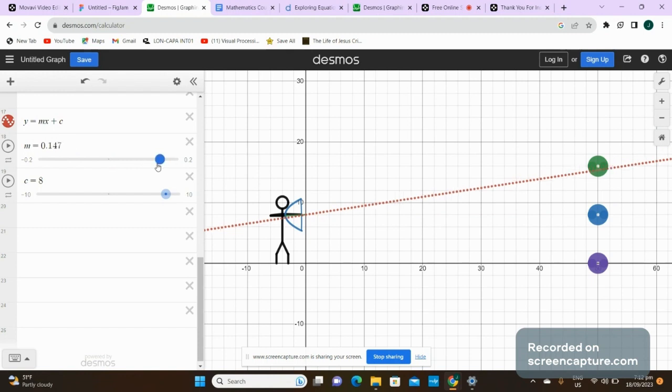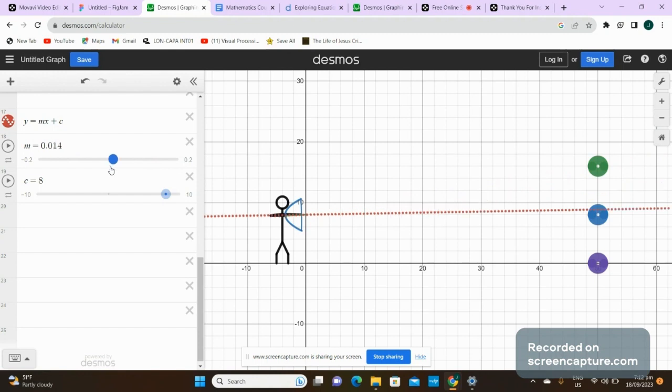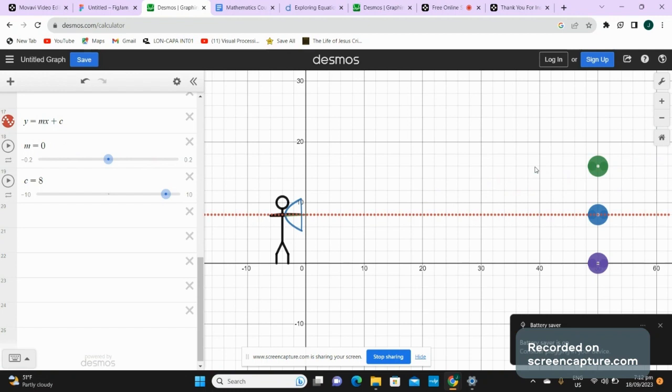If we want to hit our blue target, we can move it down and we can see that it actually needs to equal, if I can get it on the value, 0. So 0 means there's essentially no slope, but that means it's basically a straight line.